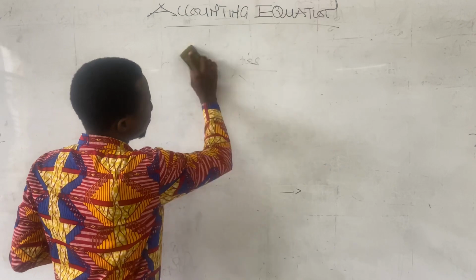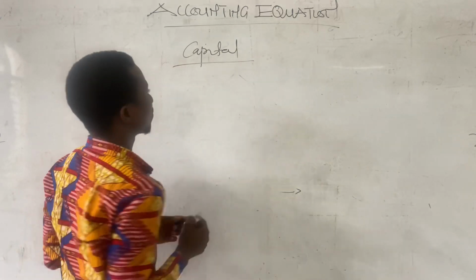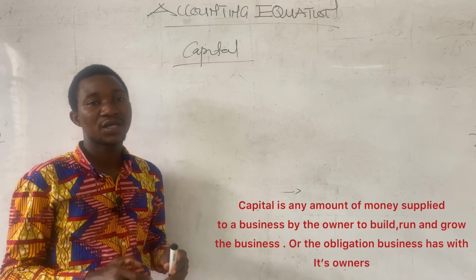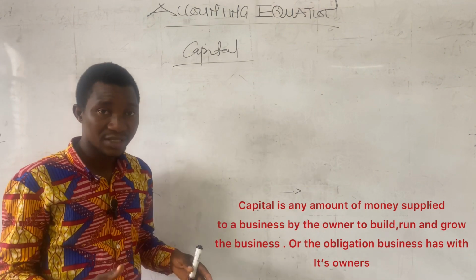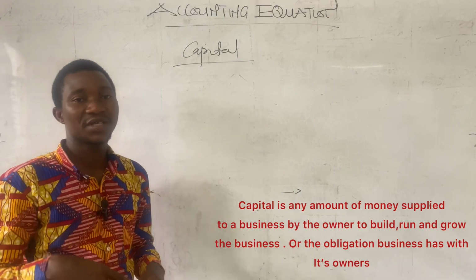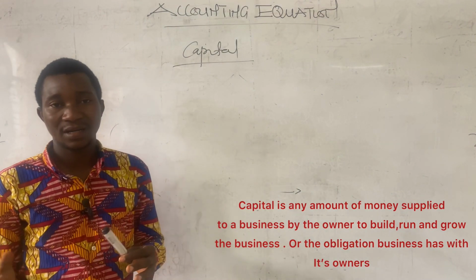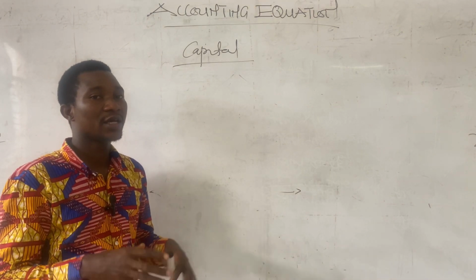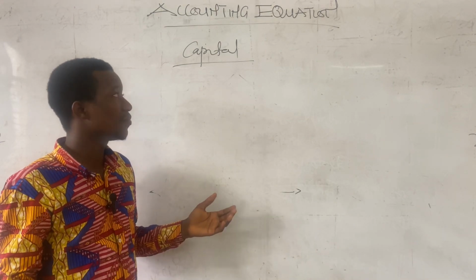So let's look at the third item, being capital. So what is capital? Capital has to do with any amount of money supplied into a business by its owners to run the business, or to grow the business, or to build the business. That is what we call capital. Or you can say that it is the financial obligation that the business has to its owners. Is that okay? So that is simply the meaning of capital.